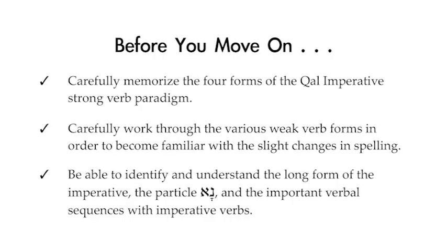You'll have to know your options, one yod or one nun. Finally, be able to identify and understand the long form of the imperative, the particle na, and the important verbal sequences with the imperative. There's really not that much information in this chapter. It's really four forms, an alternative form, and three uses. Once you get the basics down, you're good to go. And this concludes our lecture on Chapter 18, the Qal imperative.